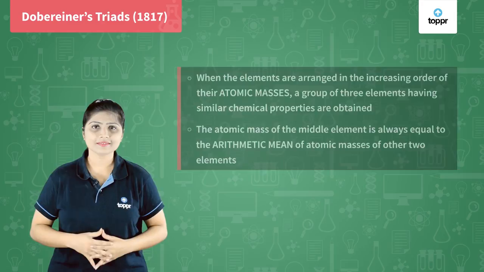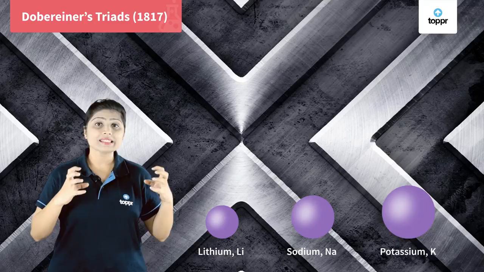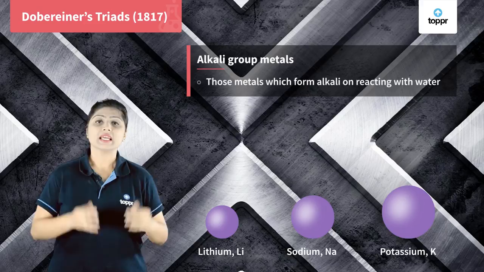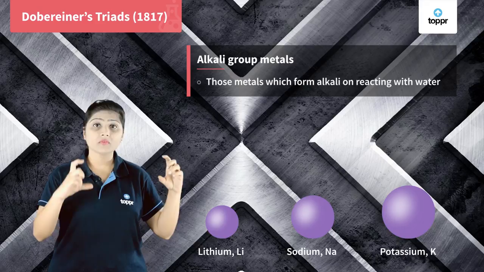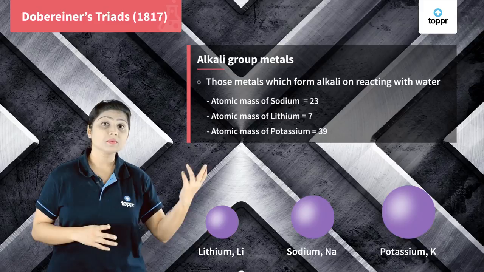He considered the first group, which had lithium, sodium, and potassium. He found out that these elements are alkali metals. Alkali metals, as in the metals which react with water and form alkalis, that is the bases. Okay, in this group we have lithium, sodium, and potassium, where lithium and potassium are the first and the third element, and the middle element is sodium. Sodium's atomic mass is 23. Lithium's atomic mass is 7 and potassium's atomic mass is 39.